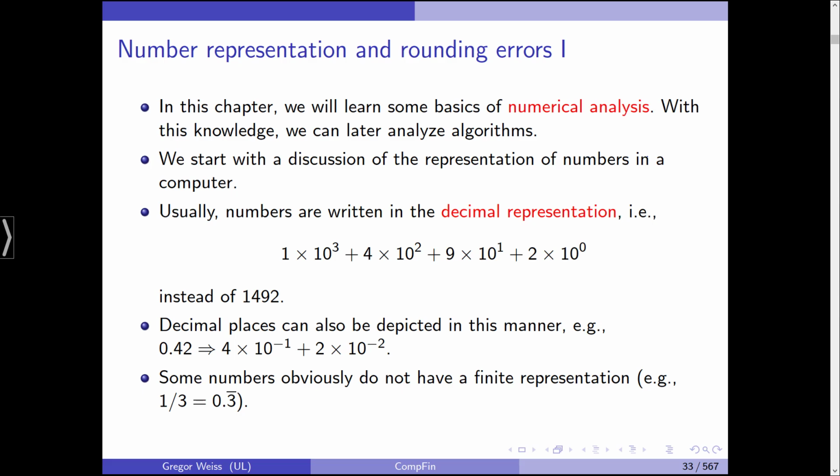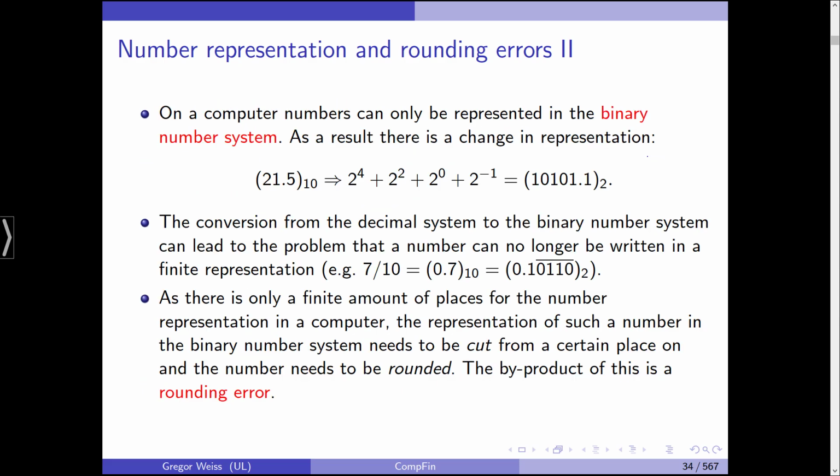Now, in the decimal system, you might have seen this in high school, some numbers actually do not have a finite representation. For example, 1/3 is 0.33333 and so on until infinity. That's why some numbers cannot be represented in a finite manner in the decimal system.